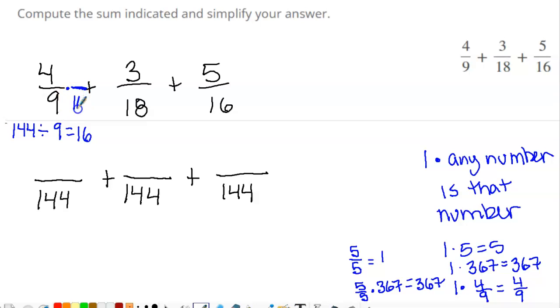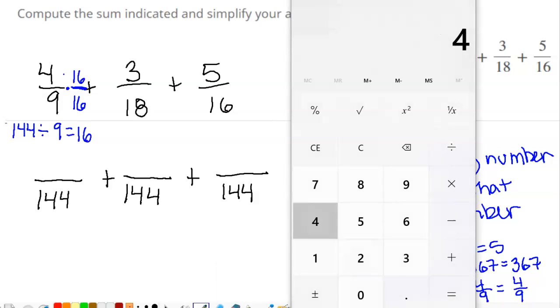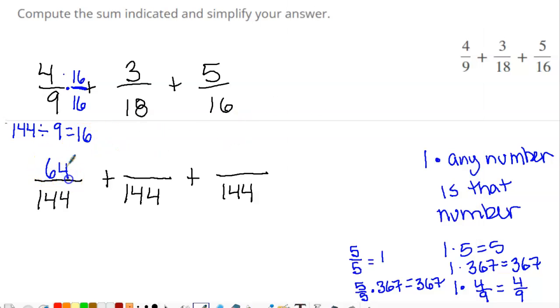So I'm going to multiply 4/9 by a 1 that looks like 16 over 16. So once I find the 16, 9 times 16 is 144. I then have to go up top and do 4 times 16. That gives me 64. 9 times 16 is 144. 4 times 16 is 64.